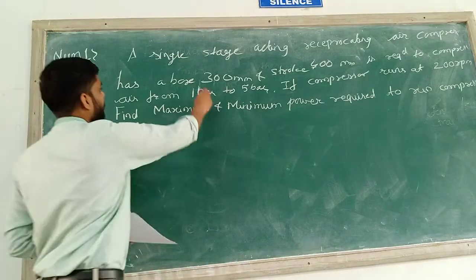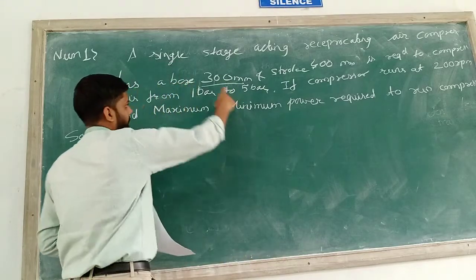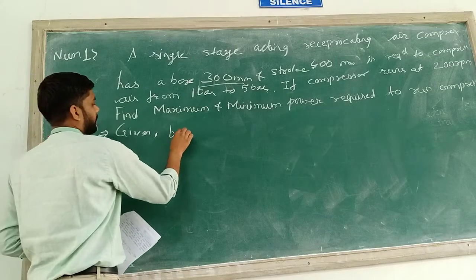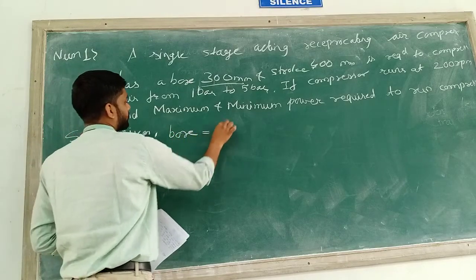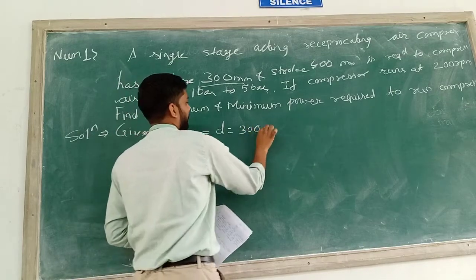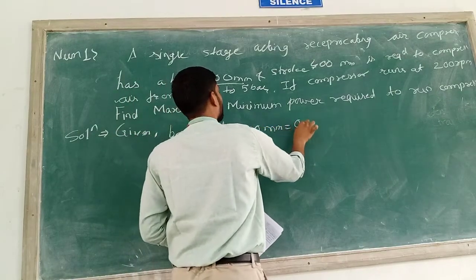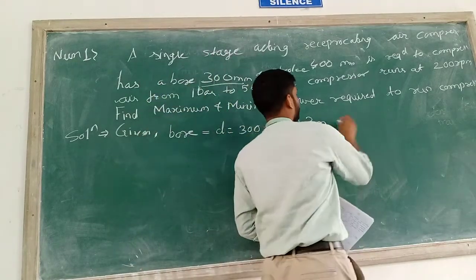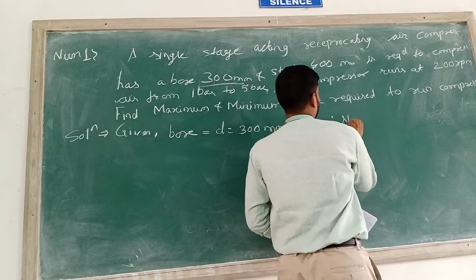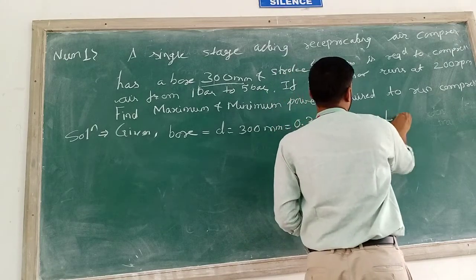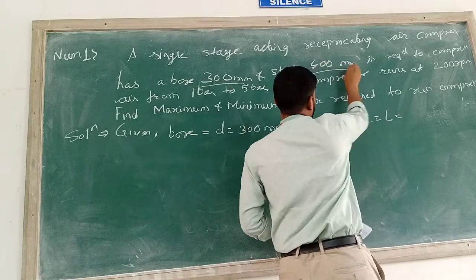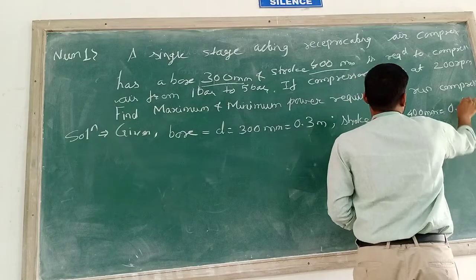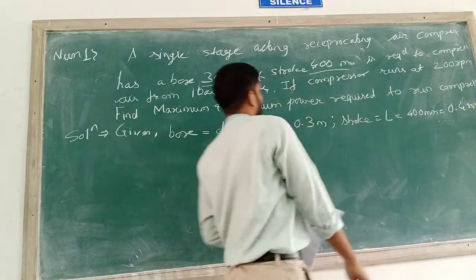They gave us a single stage compressor having bore, and the value of bore is 300 mm. So given data: bore D equals 300 mm. We need to convert it into meter, so it becomes 0.3 meter. Then there is stroke, represented by L, and the value of stroke L is 400 mm. We convert it into meter as 0.4 m.